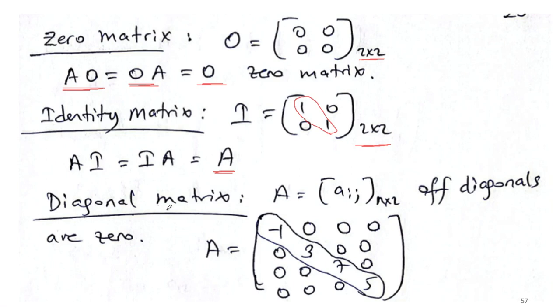Finally, this diagonal matrix means all the off diagonals are 0. So we have a matrix A. It is going to have all the off diagonal terms equal to 0. So that's the condition. There's a small typo here. This is actually n by n.